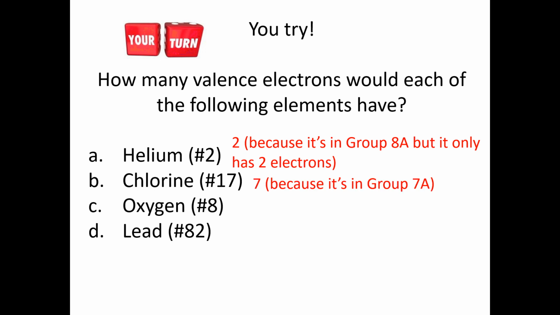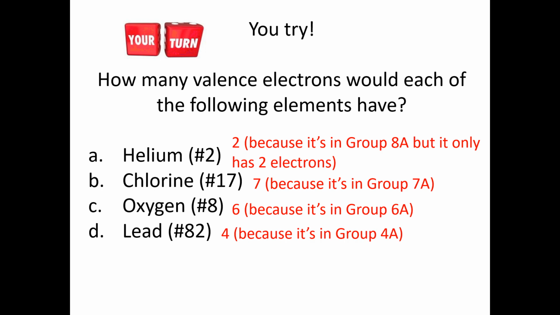All right. Chlorine's in group 7A, so it would have 7 valence electrons. Oxygen is in group 6A, so it has 6. Lead is in group 4A, so it would have 4 valence electrons.